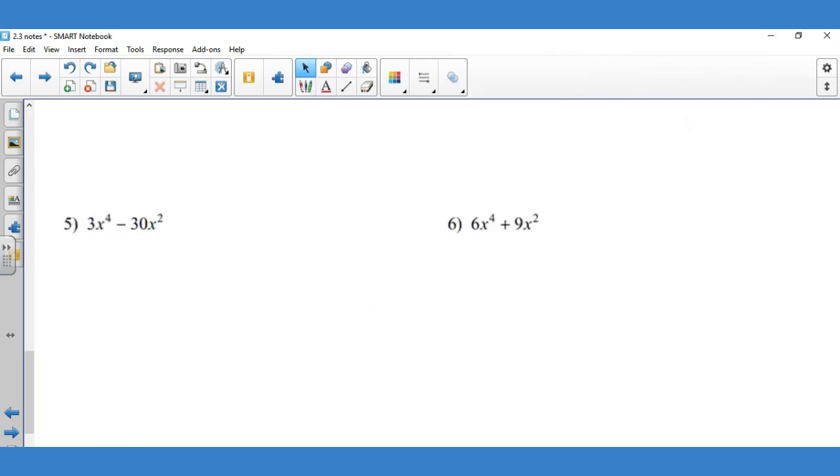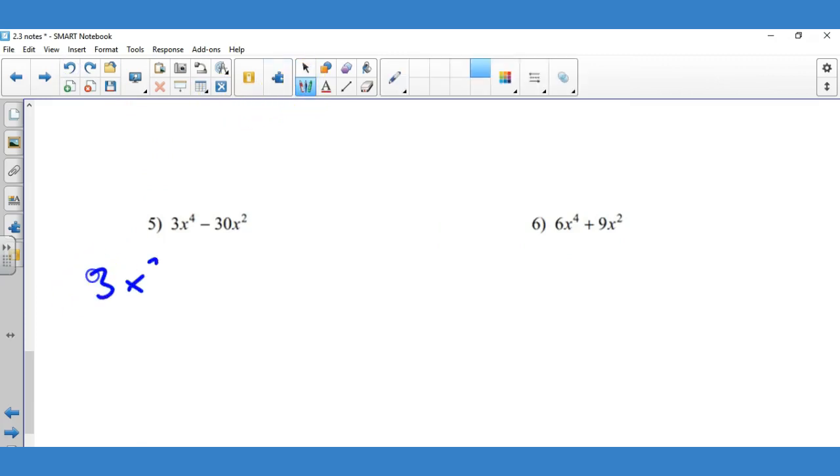Now, we have these couple problems right here. Right here, 5, factor out the GCF. It appears that the GCF is going to be 3x squared, because 3 is a factor of 3 and 3 is a factor of 30. So when I factor that out, guys, I'm left with x squared minus 10. 3x squared times x squared is 3x to the fourth. 3x squared times negative 10 is negative 30x squared. So that checks out. Over here, what factors of 6 and 9 do we have?